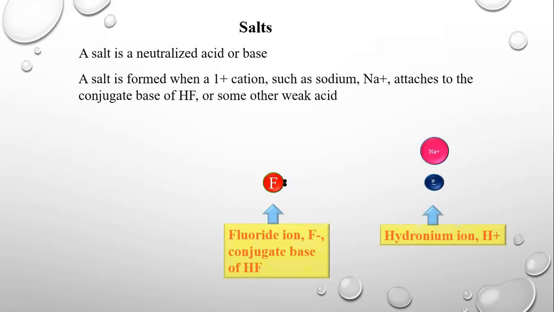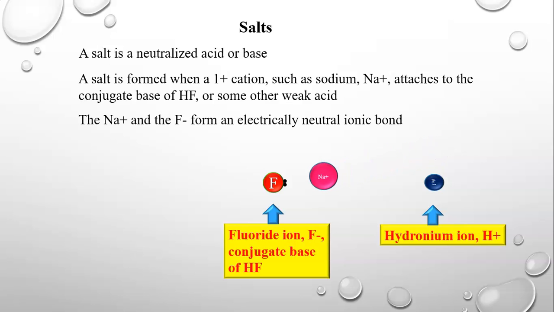Okay, so a salt is a neutralized acid or base. A salt is formed when a 1 plus cation, such as sodium, Na+, attaches to the conjugate base of HF or some other weak acid. So in this case, we just saw the proton go away, become a hydronium ion, and the fluoride ion is sitting there negatively charged. So what we can do is take our cation, our sodium cation, and it can replace that positive proton because they both have the same charge. A proton and the sodium ion have the same charge. So this can come over here. So the Na+ and the F- form an electrically neutral ionic bond.